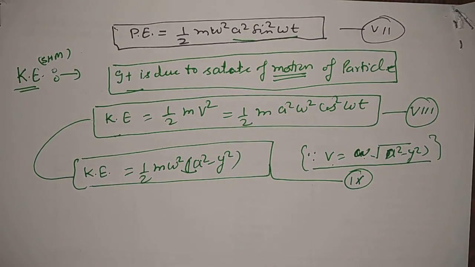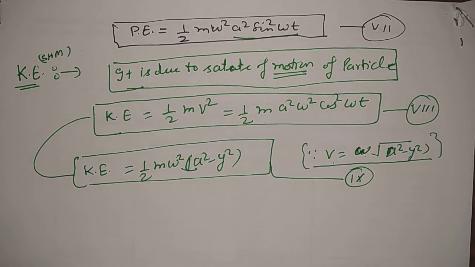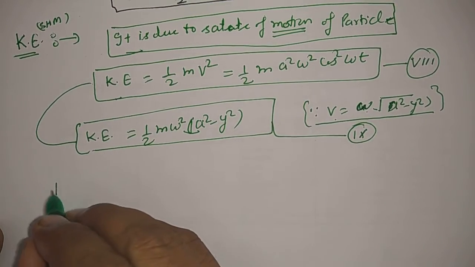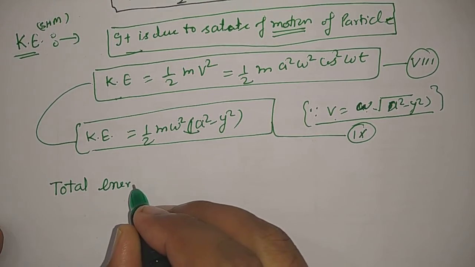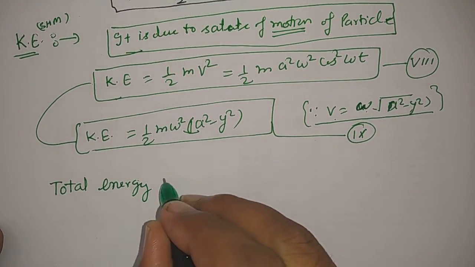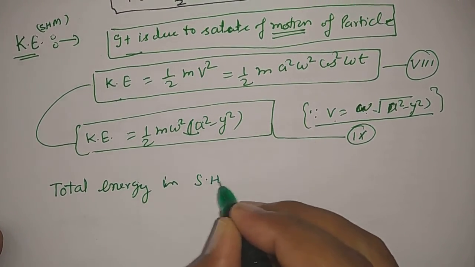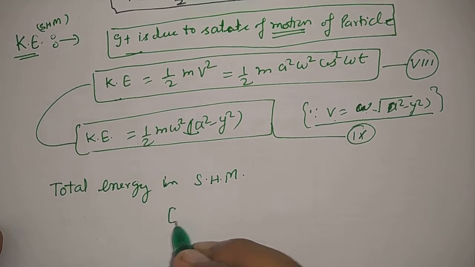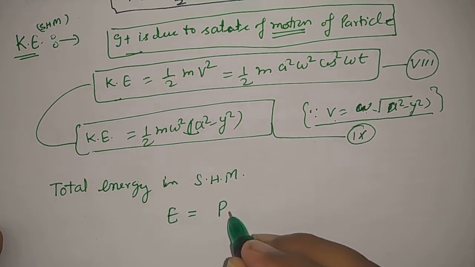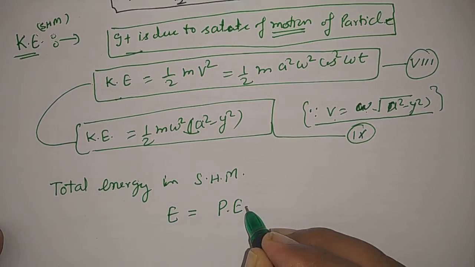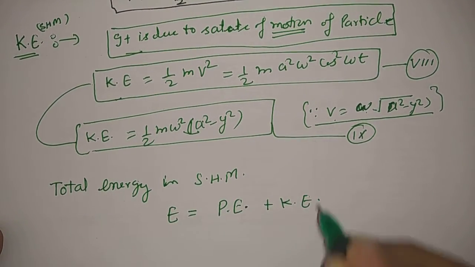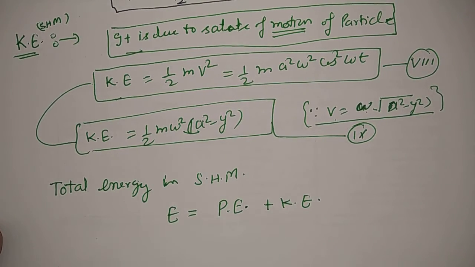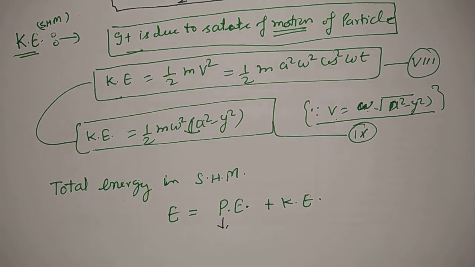Now we are going to see the total energy of a body in simple harmonic motion. Energy in simple harmonic motion. This total energy is E. We know it is the sum of potential energy plus kinetic energy. Potential energy is given in this form.